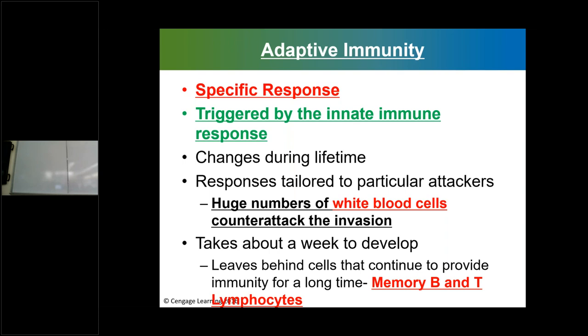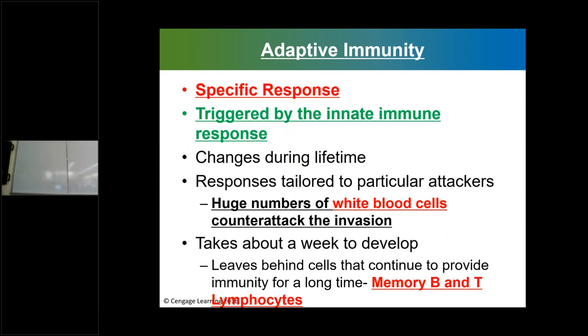So this is really important. It takes about a week to develop this adaptive specific response. So it's slower acting than the innate immune response. The innate immune response is quick, but it's non-specific. The adaptive, the specific immune response takes a little bit of time, but once you've been exposed to something, subsequent exposures will definitely be a faster and stronger response to keep you healthy and well.